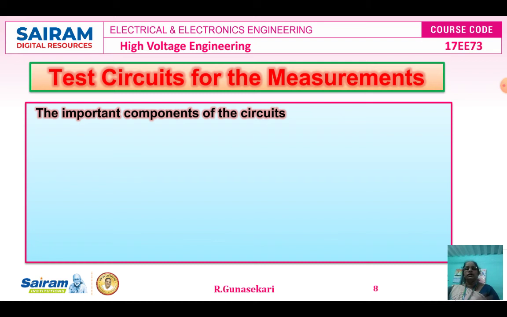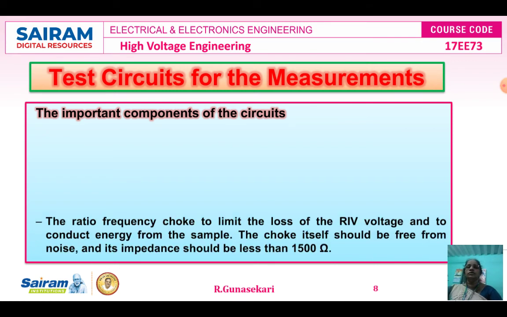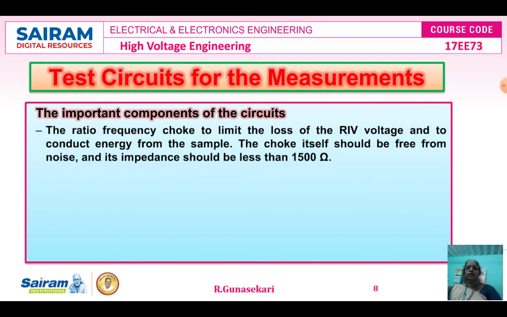Now the test circuit, which is used to measure the radio interference. What are the components of the test circuit? The radio frequency choke is used to limit the loss of RIV, that is the radio influence voltage, and to conduct the energy from the sample. The choke is used to measure the noise, and its impedance should be less than 1500 ohm.